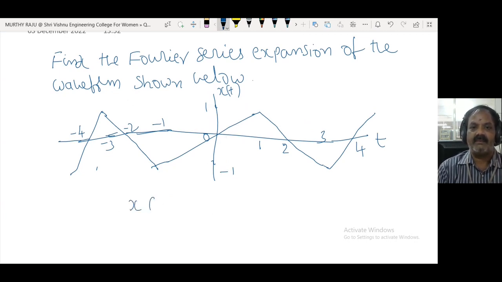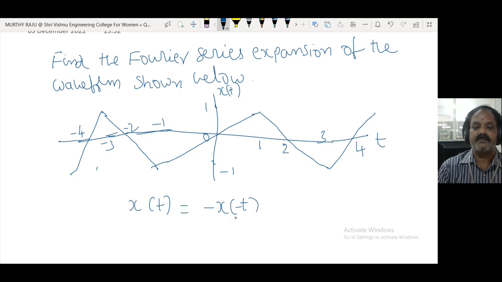Here x of t is equal to minus of x of minus t. This is an odd symmetry. Suppose if x of t is equal to x of minus t, that is even symmetry. Here 1 is there, here -1 is there, here 1, -1, 2, -2, 3, -3, 4, -4.